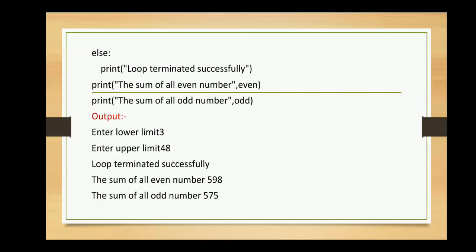Here in the output you can see, I have entered the lower limit 3, upper limit 48. So it is displaying the message loop terminated successfully, and the sum of all the even numbers, and the sum of all the odd numbers.